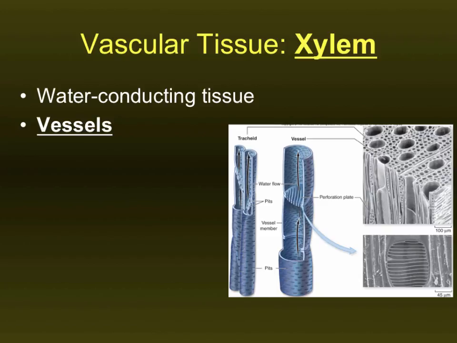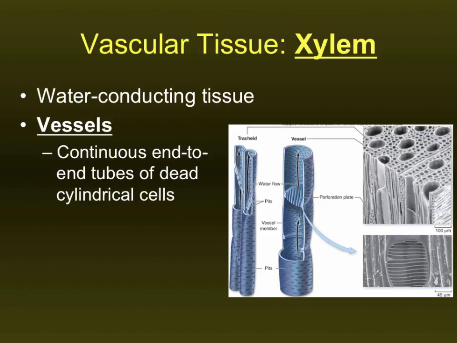Vessels are a type of vascular tissue that are only found in flowering plants. So when we talk about angiosperms, angiosperms are plants that produce flowers of some type, and angiosperms are the only group of plants that have vessels. They are the most efficient of water-conducting tubes inside of a plant. So what we have here are cells that are end-to-end, cylindrical, and dead. Xylem cells are dead at maturity, kind of like the sclerenchyma cells are. They're very similar in that regard.